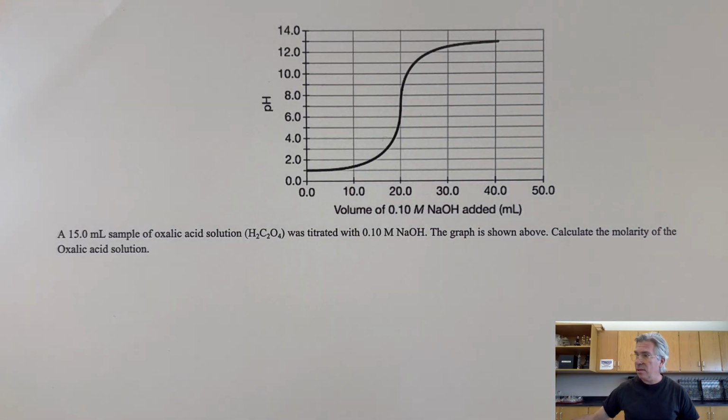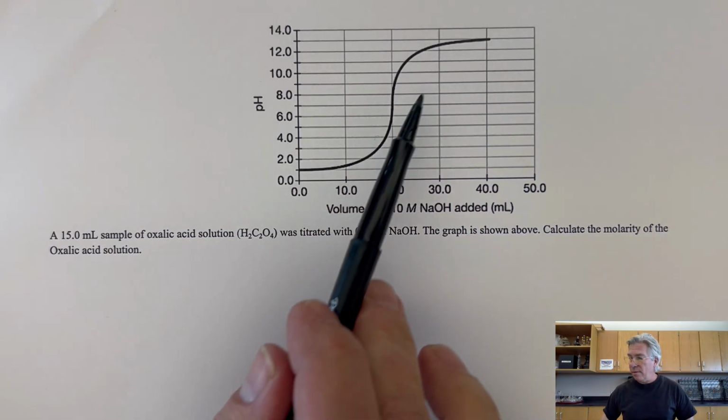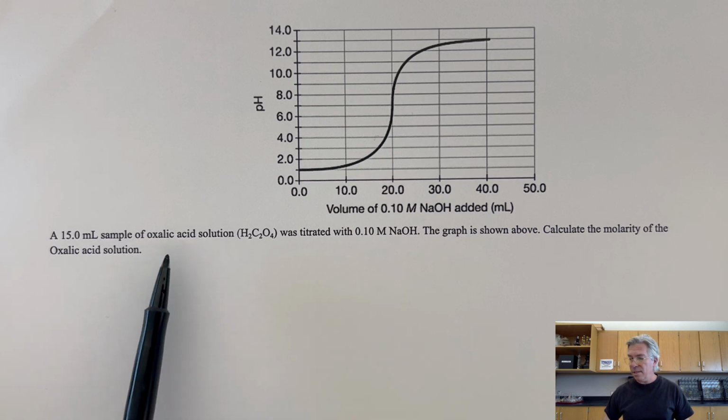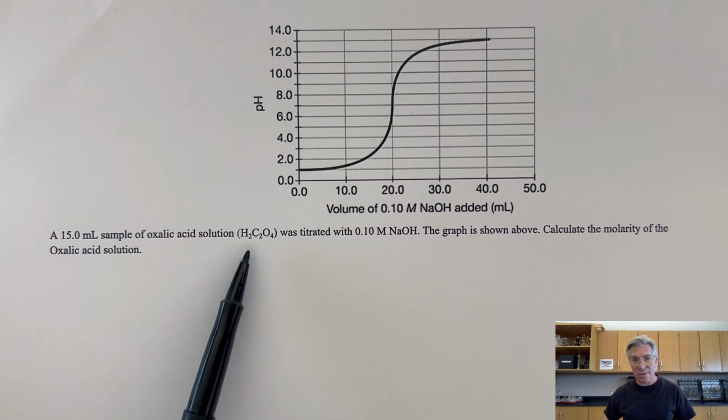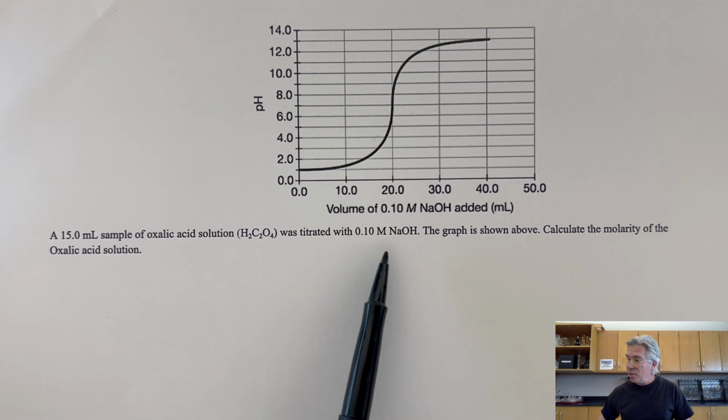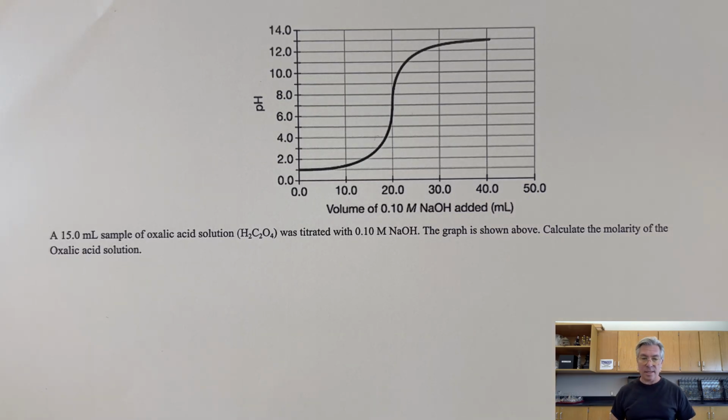Okay, one more, and it's a good one. You'll see lots of similarities to the one we just did. We have another curve. A 15 milliliter sample of oxalic acid, also diprotic, hint, hint, is titrated with 0.1 molar NaOH. The graph is shown. Calculate the molarity of the oxalic acid solution. Take a moment, pause the video, test your skills, and meet me back here in a minute.